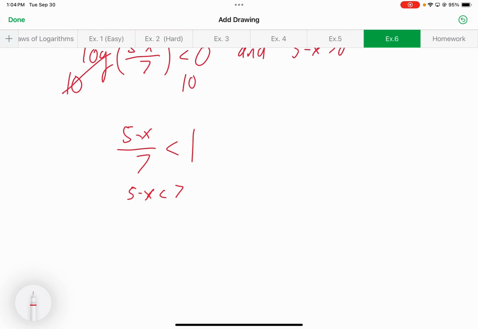Subtract 5, right? And then negative x less than 2. And then divide by negative 1. What do I need to remember to do? Flip the sign. So I need x to be greater than negative 2.